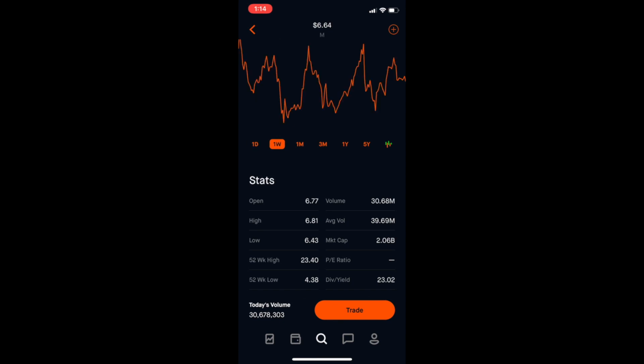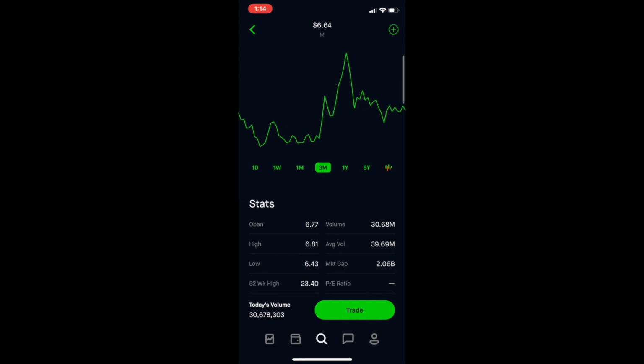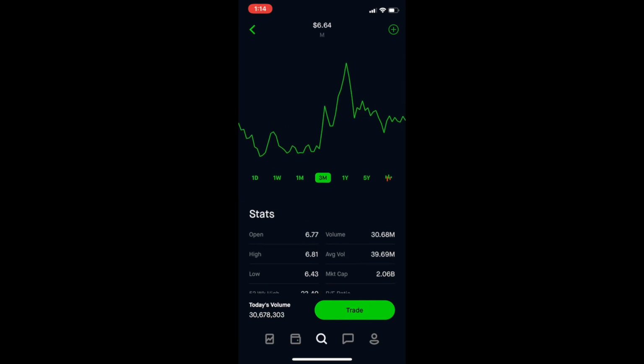So on a weekly, the stock is all over the place. On the monthly, the stock is declining. On the 3 months, it goes up and then it's on the decline. Let's see what's happening on the yearly. Well, the stock is going down. On the 5 years, you see why they're offering you a whopping 20%. It's because the stock is on the decline.